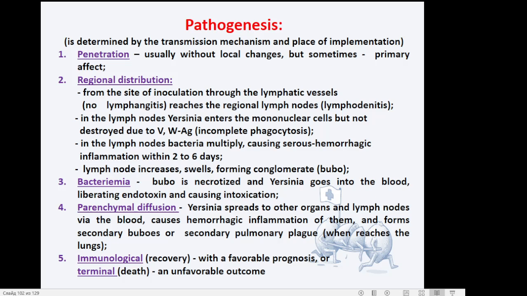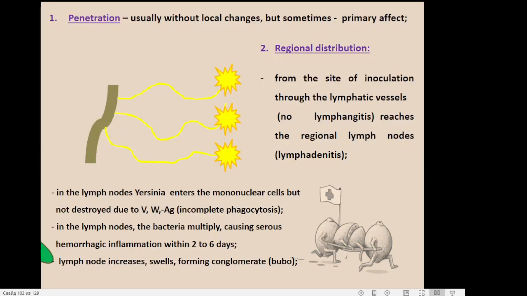And the last stage: outcomes depend on the situation with the patient, on the treatment, on the immunological state of the patient. They start to recover, or terminal death, of course, an unfavorable outcome. Thanks. So what is on this slide? A deeper description of penetration and regional distribution.